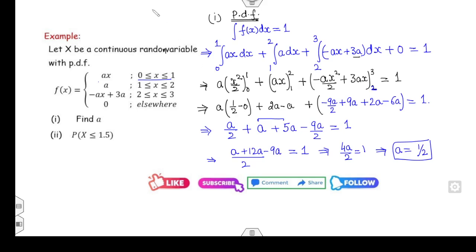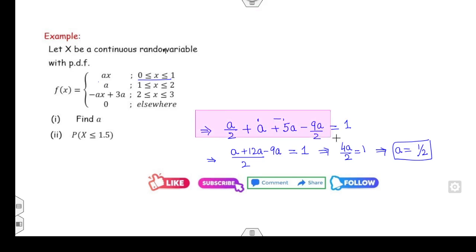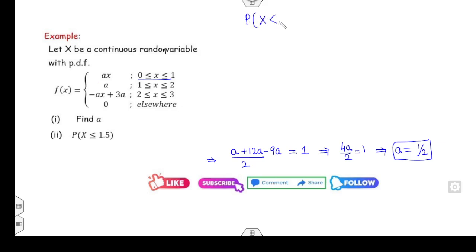Fine. Similarly, you can find the second part. So the a value will be half. The second part is the probability x less than 1.5. The lower limit is 0, so I can break them from 0 to f(x). But clearly, whenever x varies from 0 to 1.5, there is a discontinuous function at 1 also. So I can again break them from 0 to 1 and then 1 to 1.5.